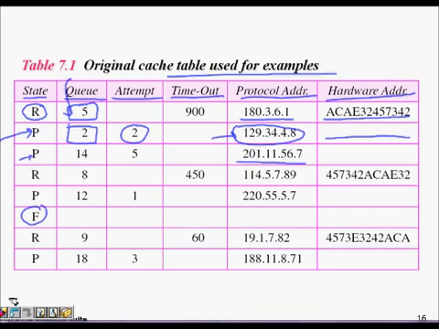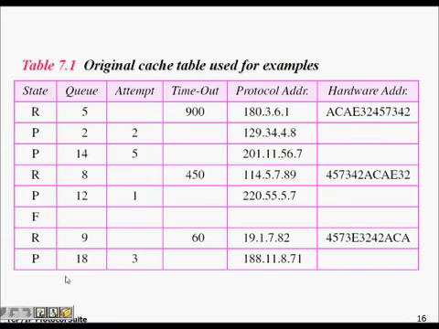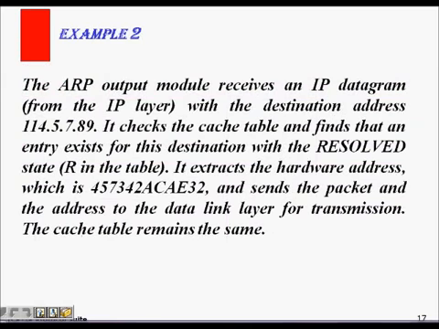So let's try to see. We have a few interesting questions here. First one is, what happens when our ARP output module receives an IP datagram? It gets an IP packet with destination address 114.5.7.89. It checks the cache table, and if it sees that it has the MAC address for this one, it can forward it to that particular queue.